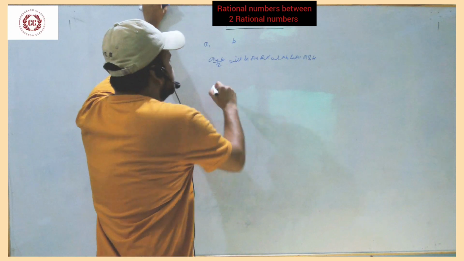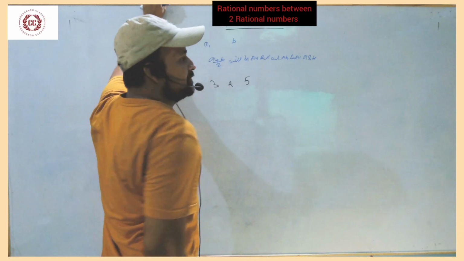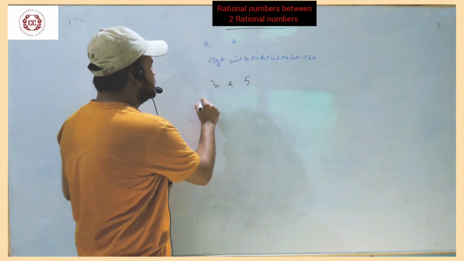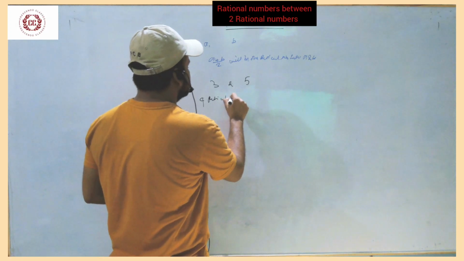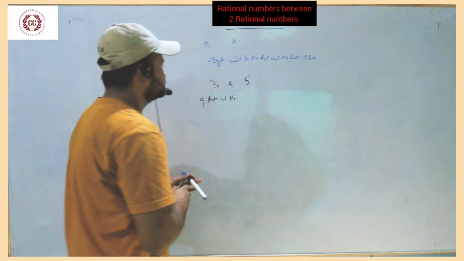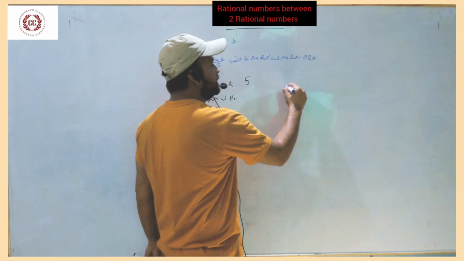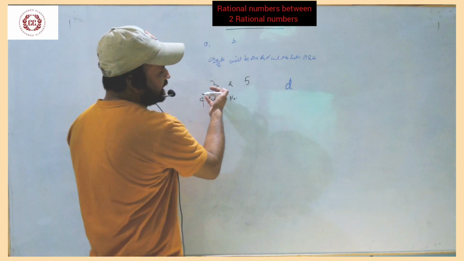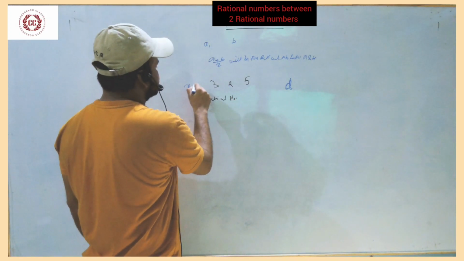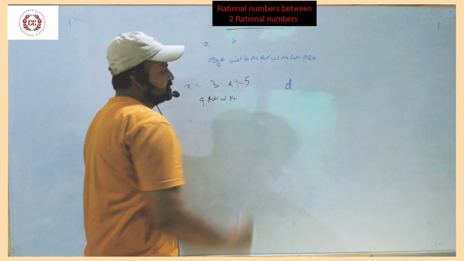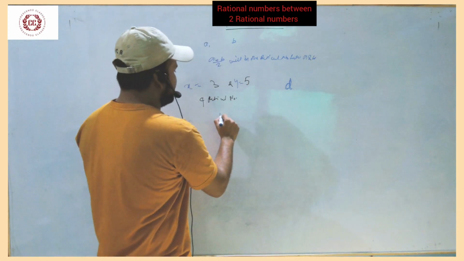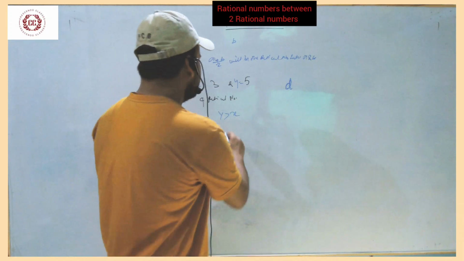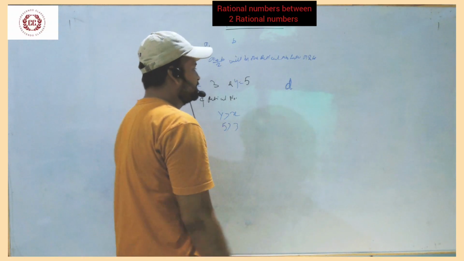Let us take an example. Between 3 and 5, we have to find the rational numbers. For example, we have to find 4 rational numbers between 3 and 5. What will we do? Firstly, we will find d. How can we find d? Let us consider 3 as x and 5 as y. Here y is greater than x, which means 5 is greater than 3.